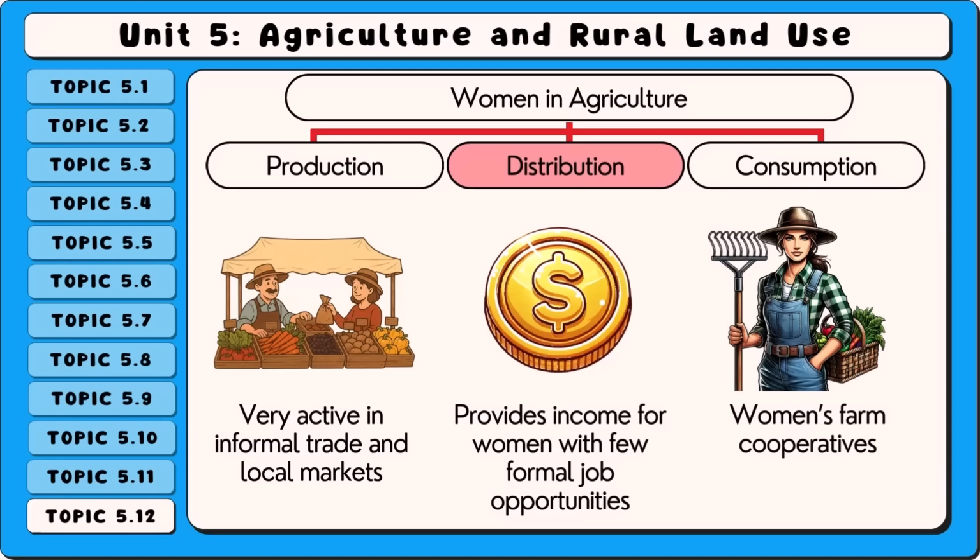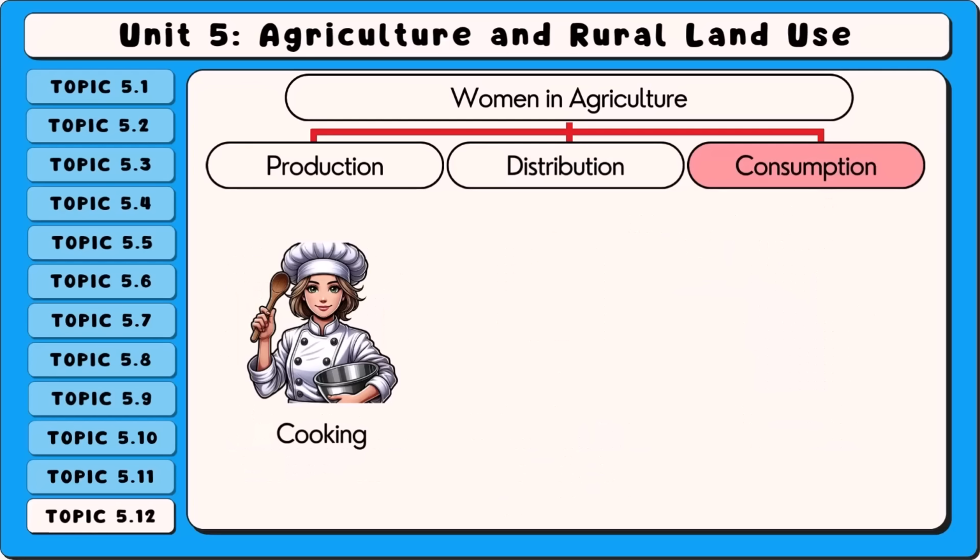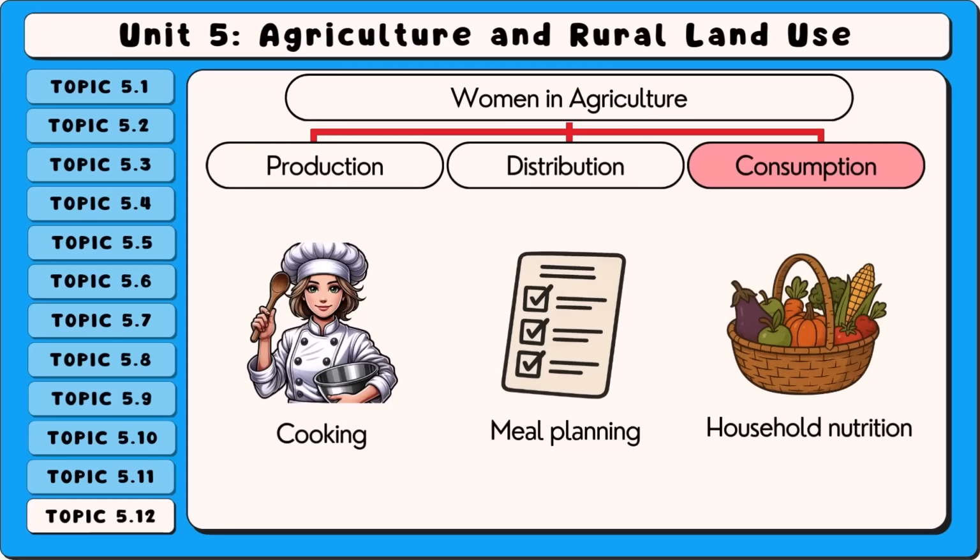They also actively participate in supply chains and cooperatives. In some areas, women work together in farming cooperatives to share resources, improve productivity, and access broader markets. These groups give women greater bargaining power and help them connect with food distributors, especially in fair trade or organic sectors. Finally, women shape food consumption through their decisions about cooking, meal planning, and household nutrition.